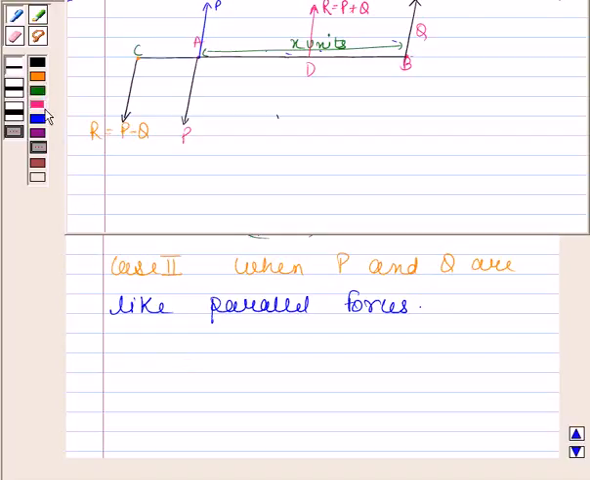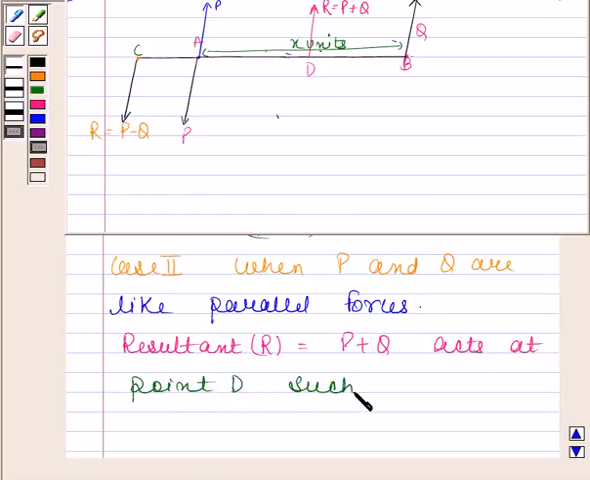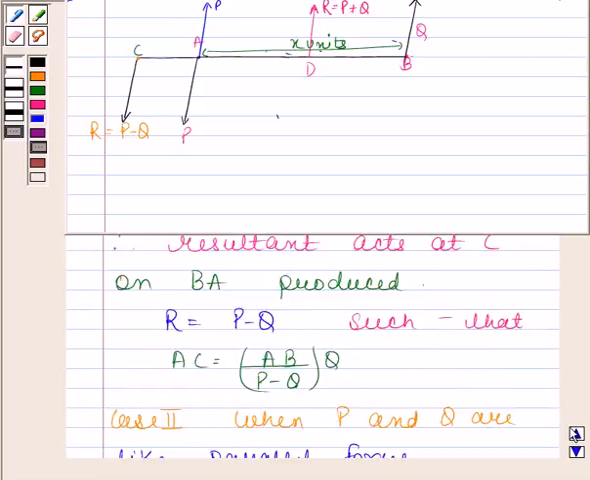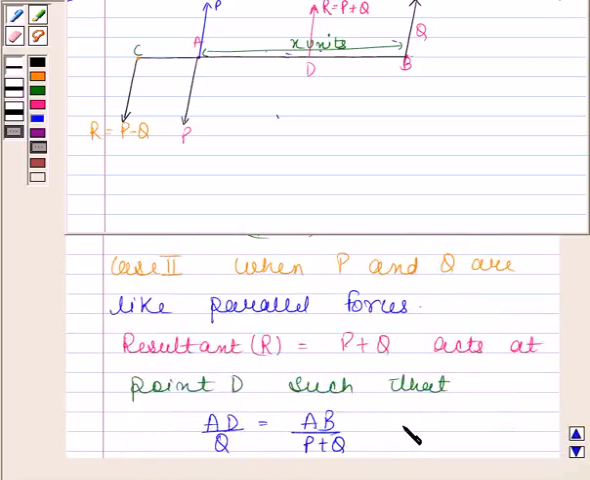Now in this case, resultant, let us denote it by R, is equal to P plus Q, and it acts at point D such that AD by Q is equal to AB by P plus Q. Let's say this equation as 1 and this as 2.